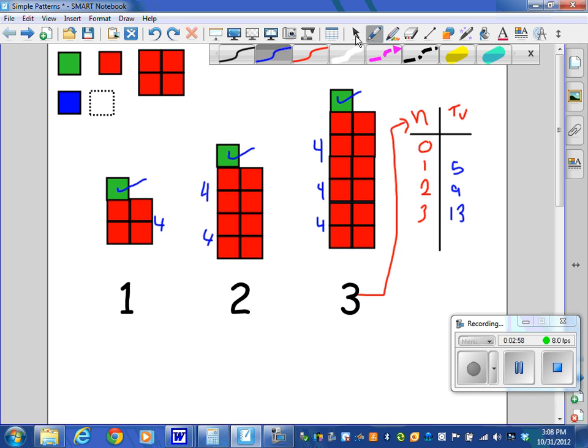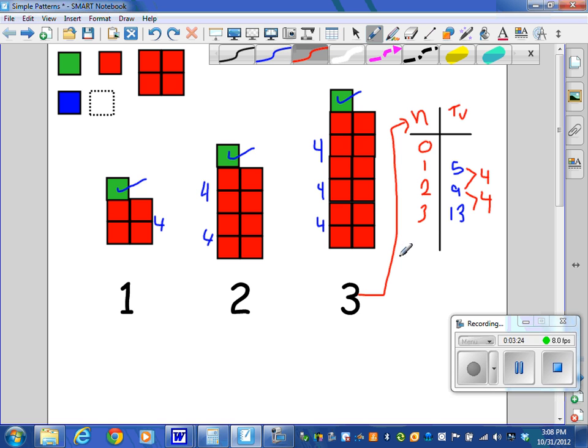All right, so now we can apply that change. We look for the change in the value in the table of values. So we have 5 and 9. The increase is 4. 9 to 13, the increase is 4. So therefore the change in each picture is 4, or we're adding 4 each time.